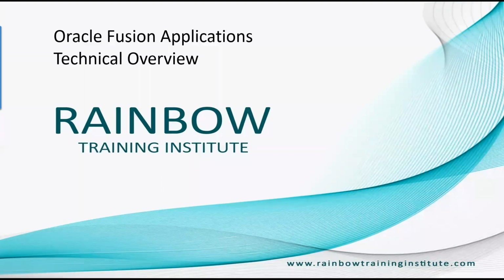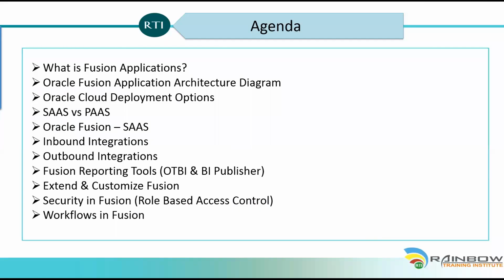Okay, so this is the agenda of the technical overview I have told already. Today I'll quickly revisit all these things. I'm going to talk about what Fusion applications are, what the Fusion application architecture is, what kind of deployment options we have in the Oracle Cloud, what the difference between SaaS and PaaS models is, and what the SaaS model is. In the SaaS model, what are the inbound integrations, outbound integrations, and reporting tools we are using in the Fusion, how to extend and customize the Fusion applications, how the security is built in the Fusion, and what the workflows are in the Fusion.